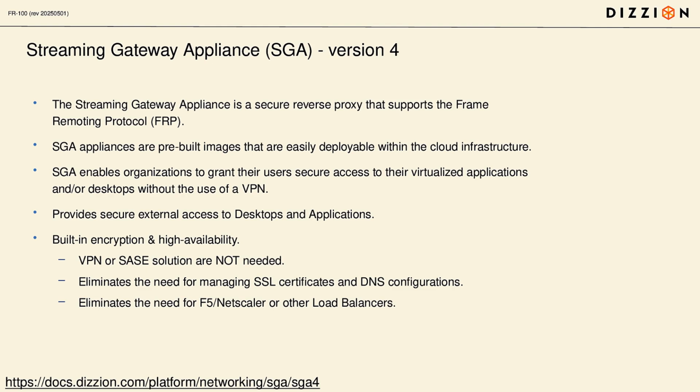SGA enables organizations to grant their users secure access to their virtualized applications and desktops without the use of a VPN. The SGA includes built-in encryption and high availability. This means you do not need VPNs or SASE solutions. It also means you do not need to worry about managing SSL certificates or DNS configurations to make it work. Additionally, because SGA is scalable, you do not need load balancers such as NetScalers.